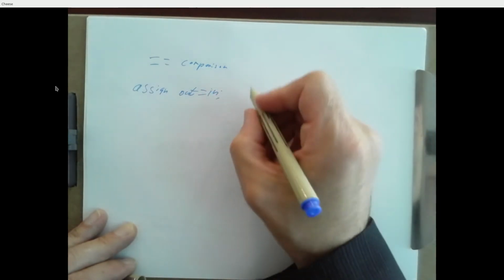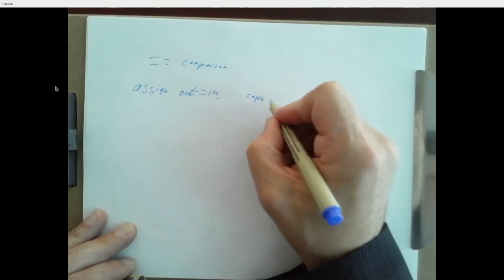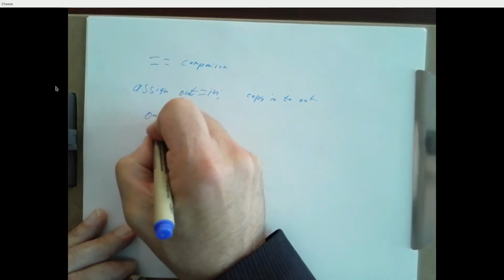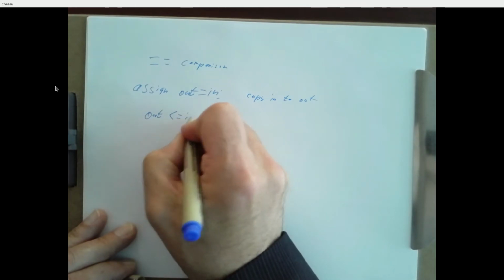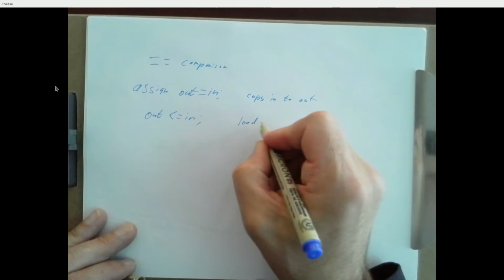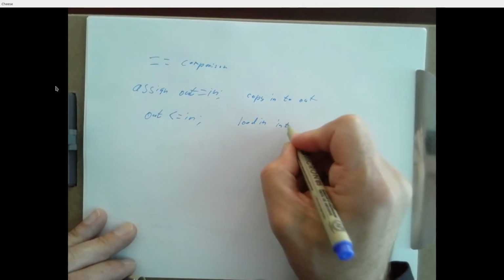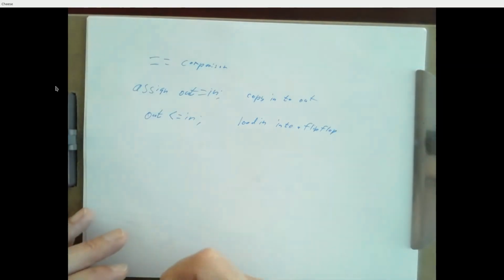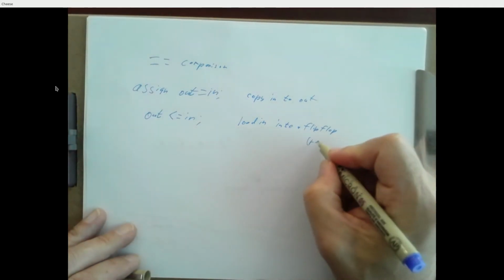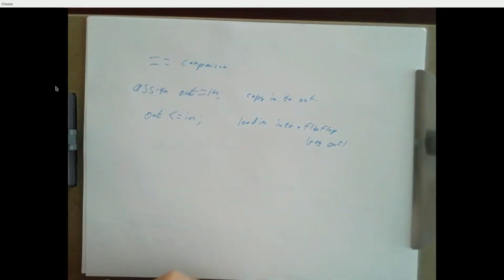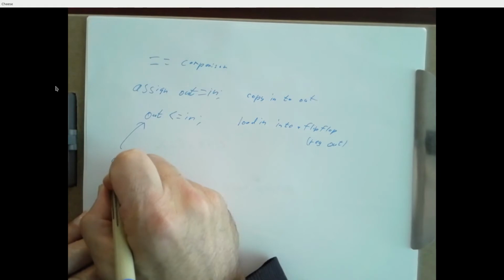Right, this is copy from the input to the output. This is load into a flip-flop. Right here we're really thinking of where out is probably a register. And this is going to go inside an always block.